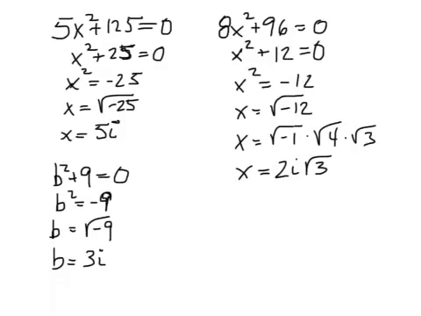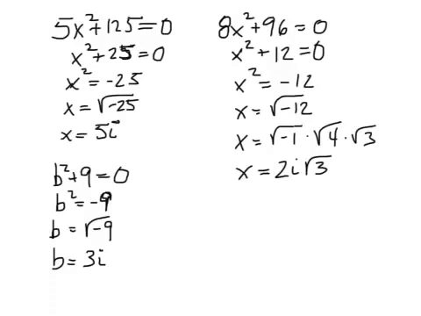Next example, 8x squared plus 96 equals 0. Divide out our greatest common factor of 8. Subtract 12 from both sides. Then take the square root of both sides to get x equals the square root of negative 12. Square root of negative 12 is the square root of negative 1 times the square root of 4 times the square root of 3. Square root of 4 is 2, square root of negative 1 is I, and it leaves me with the square root of 3.